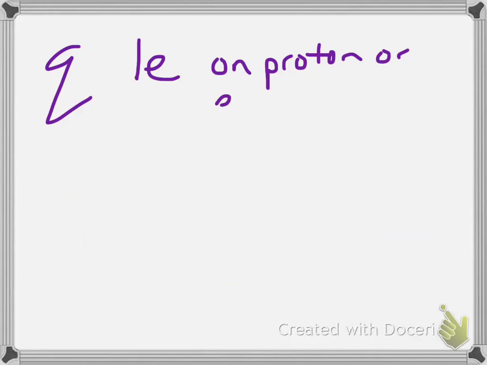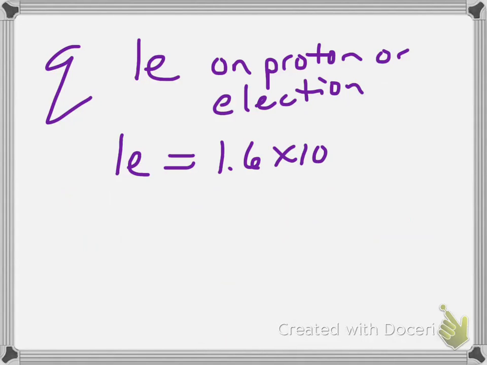And a lot of times you'll see one e, or one elementary charge. And that's the charge on a proton or electron. They're equal in magnitude but opposite in sign. And one elementary charge equals 1.6 times 10 to the negative 19th coulombs. Coulombs are our unit of charge.